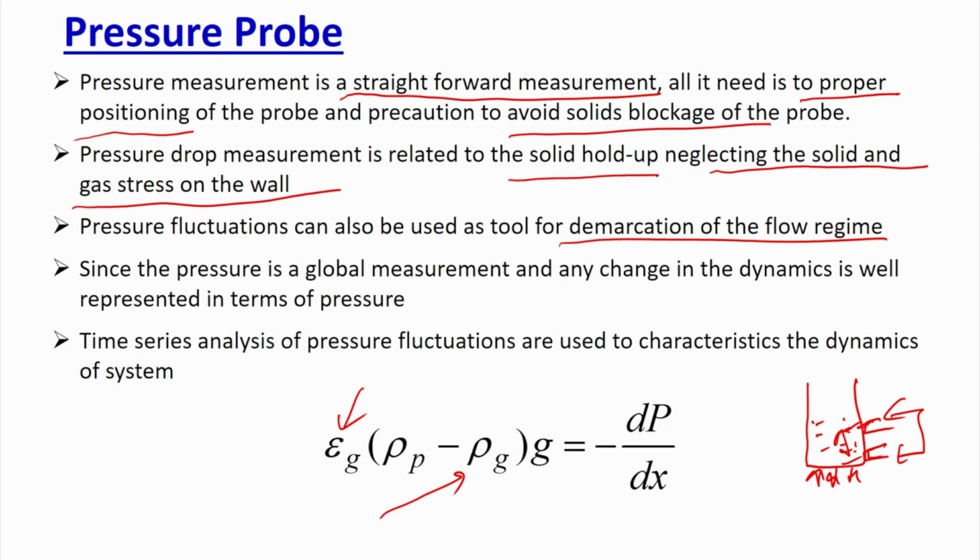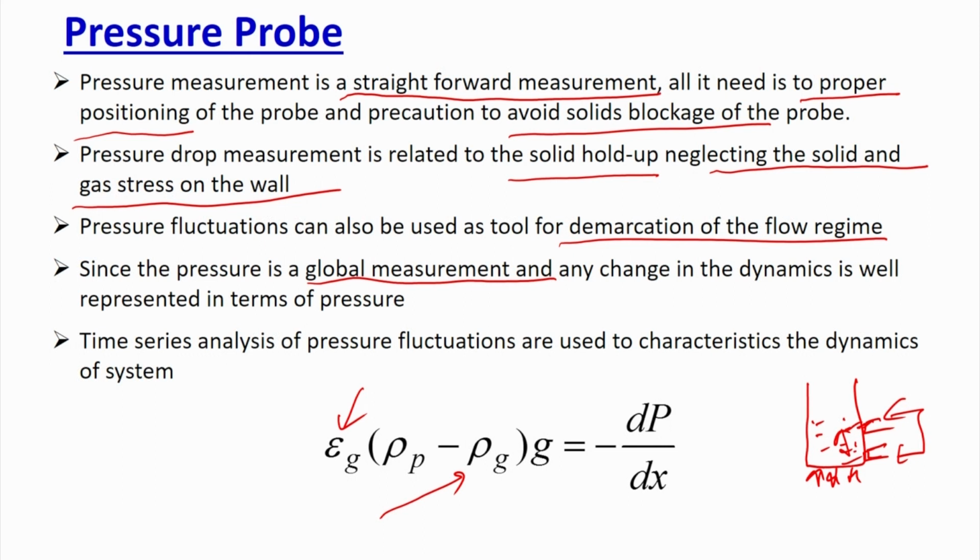So, the change in the pressure reading can also be correlated directly to the change in the flow regime. So, it can also give you the idea about the flow regime change, and again it is a very straightforward measurement. Okay. So, that is the major reason. Second thing, it is a global measurement, and change in the dynamics is well represented in terms of the pressure. Why? Because anything that happens anywhere will be recorded in terms of the pressure.